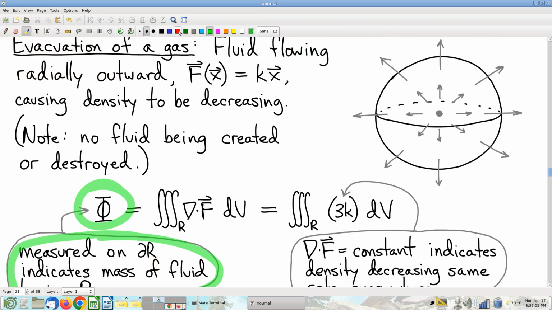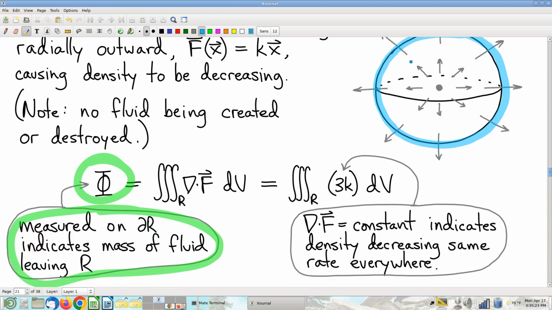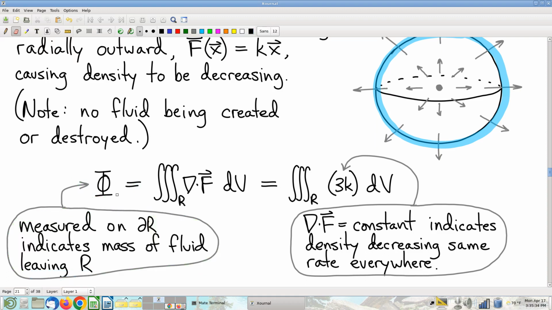So we do have an expanding balloon, and that's true, but we're focusing our attention here on a fixed sphere. And as the fluid expands outward, some of the gas is passing through our sphere. So flux just says how much fluid is leaving the ball by way of the sphere, passing through the boundary of the ball. So this flux represents an amount of fluid that we are losing.